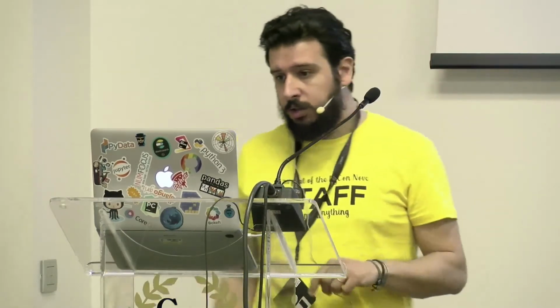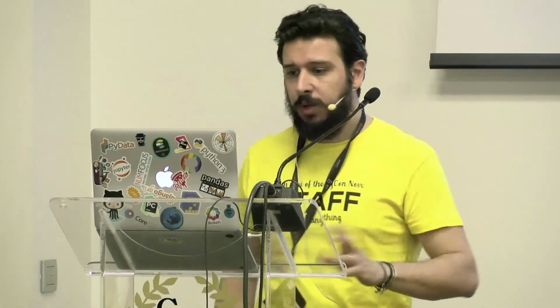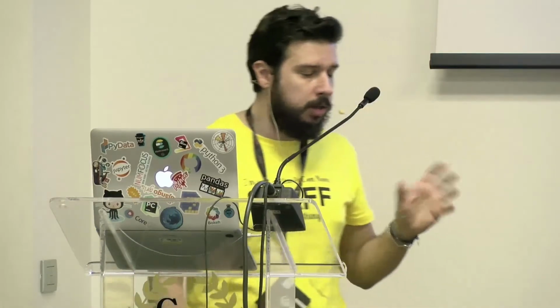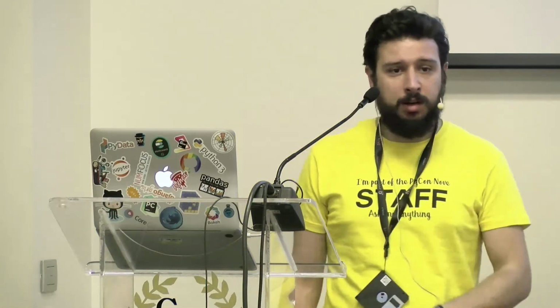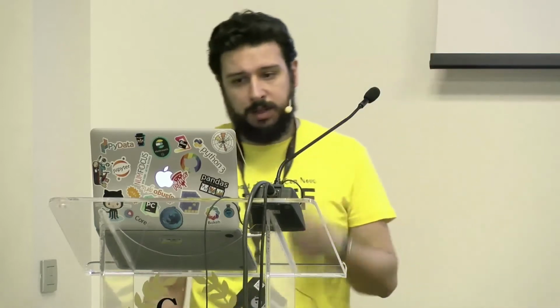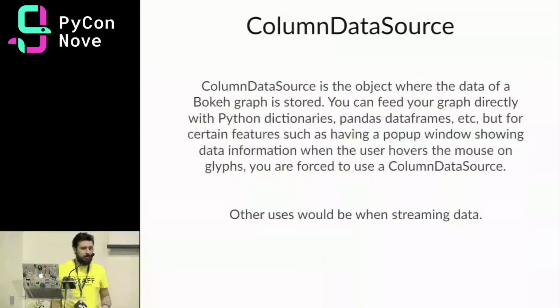As I can show in the previous notebook, I used the column data source. The column data source is an object where you can feed the data for the plot of Bokeh. You can feed the column data source with standard Python dictionaries, pandas data frames, lists, or NumPy arrays. But using column data sources permits you to extend the features and the interactivity of your data.